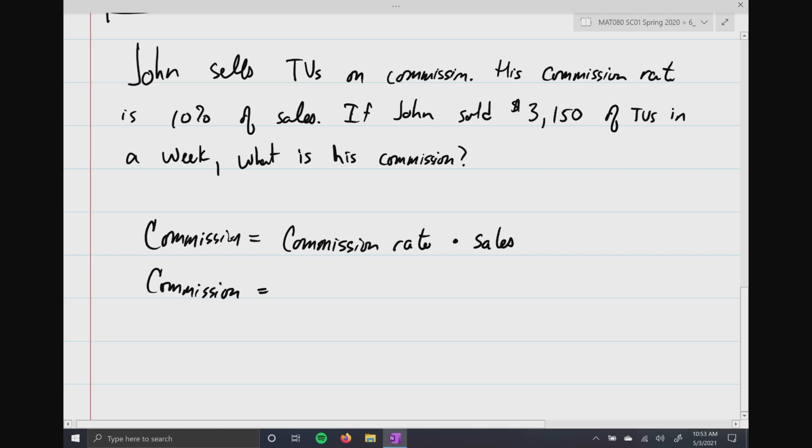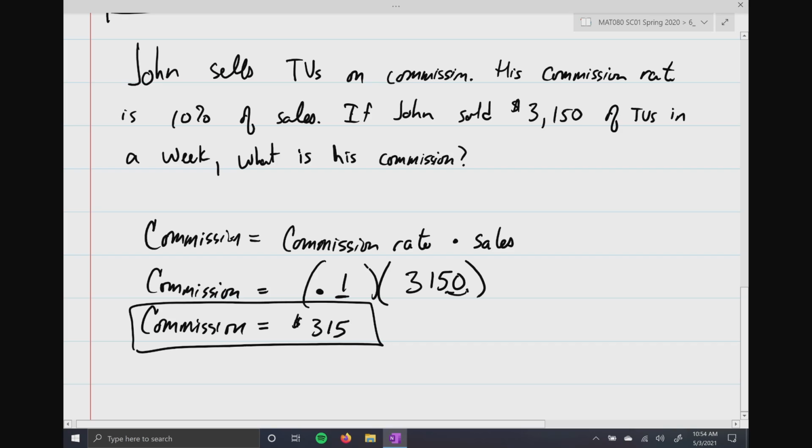All right. So for here, my commission is going to be equal to my commission rate, which is 10%, but I need to convert that into a decimal. So it's going to be 0.10 times my sales, 3,150. All right. So what's nice about this problem, and I chose these numbers specifically so I can do this, is that I am multiplying by a factor of 10, such as 0.1, because 10% is really 0.1. So with 0.1 or 0.01, I count the number of decimals, which is 1, and I move my decimal place to the left 1 spot. So my commission for that week is $315.